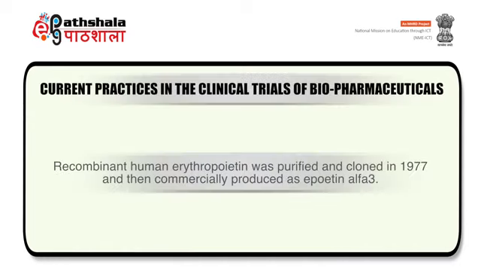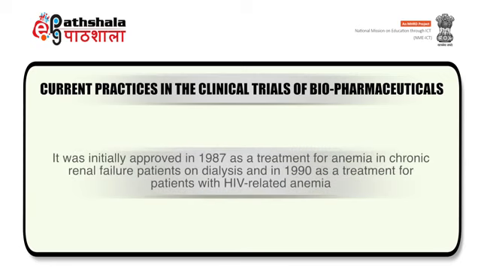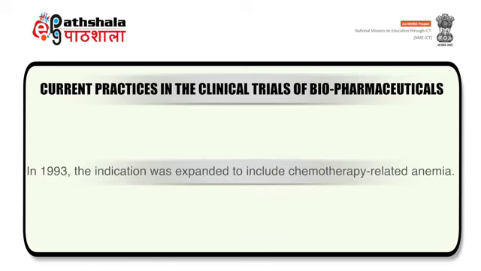As an example, we can quote recombinant human erythropoietin, which was purified and cloned in 1977 and then commercially produced as epoetin alpha. It was initially approved in 1987 as a treatment for anemia in chronic renal failure patients on dialysis and in 1990 as a treatment for patients with HIV-related anemia. In 1993, the indication was expanded to include chemotherapy-related anemia.